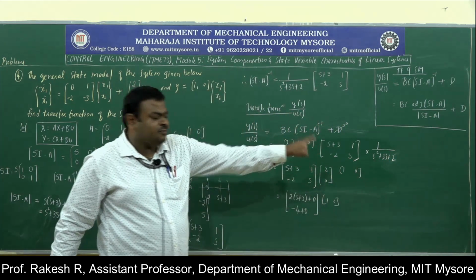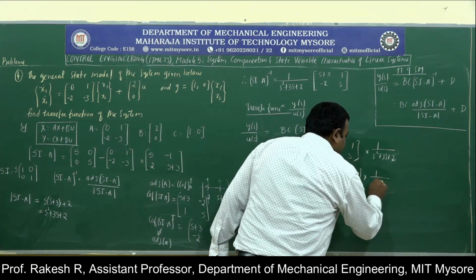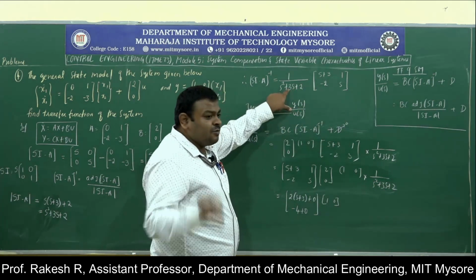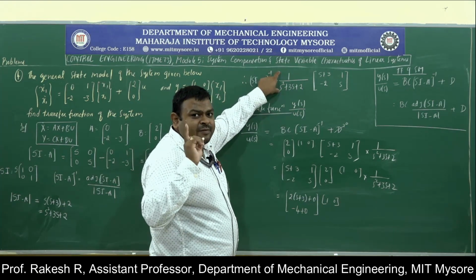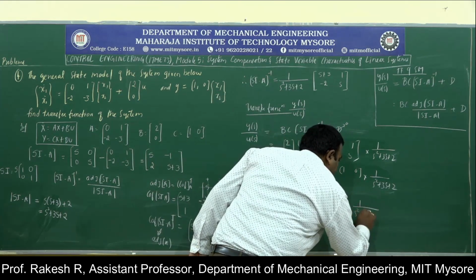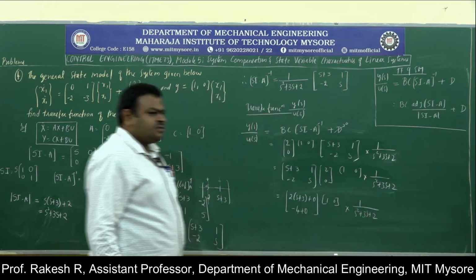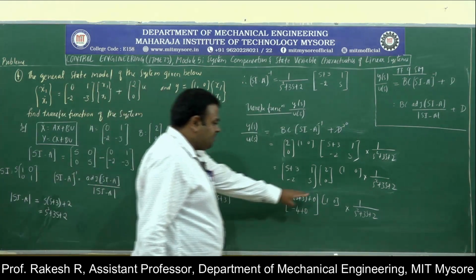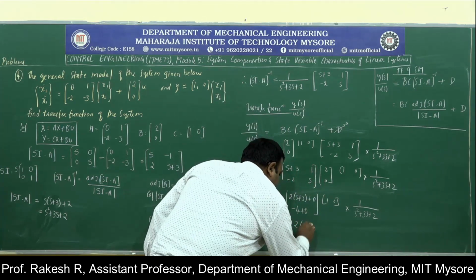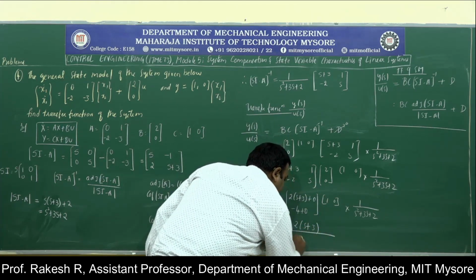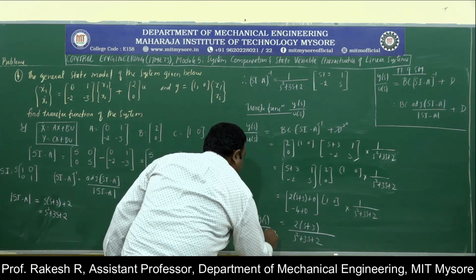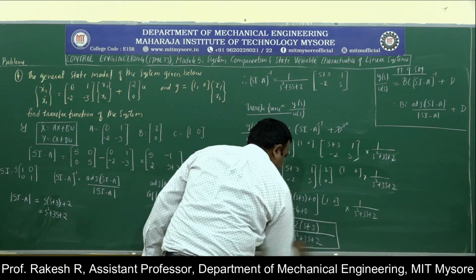Usually you will forget this term. It is very important. Here also the same thing: s square plus 3s plus 2. You will be taking just this matrix and forgetting this. So remember the determinant value of sI minus A. It is very important. So 1 divided by s square plus 3s plus 2. Then the last step is to multiply this 1 into this plus 0. So 2 into (s plus 3) divided by s square plus 3s plus 2. This is the transfer function for the given state model.